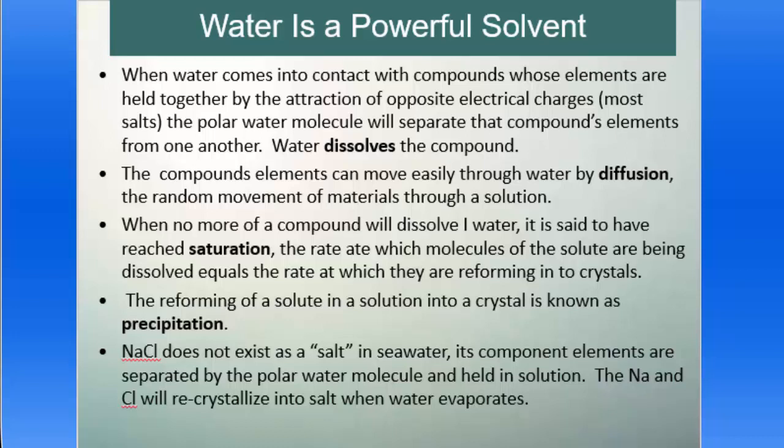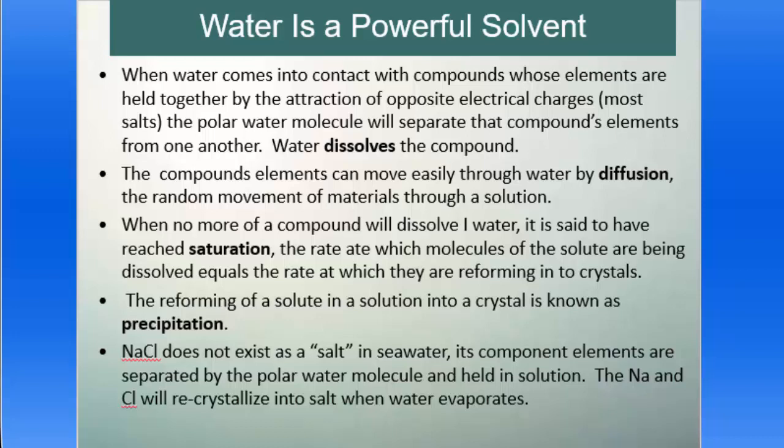When no more of a compound will dissolve, water is said to have reached saturation. The rate at which molecules of the solute are being dissolved now equals the rate at which they're reforming into crystals. So essentially, if you put a whole bunch of salt into water and you start to stir it up, the salt crystals will dissolve and dissolve and dissolve. There'll come a point when no more of that water can hold salt crystals, and then any more dissolving of salts will require that some salts recrystallize. And so it's sort of a recycling process where some of the crystals are dissolving and some of the crystals are reforming.